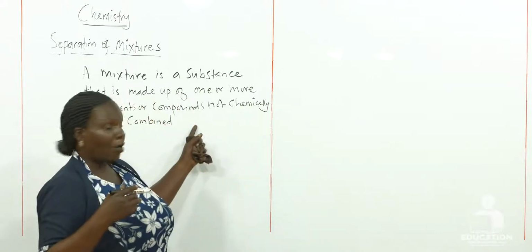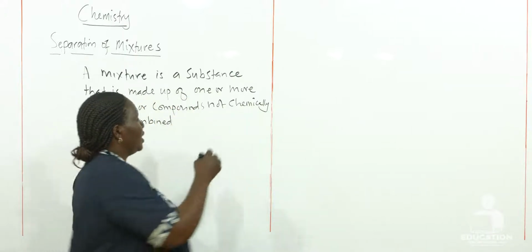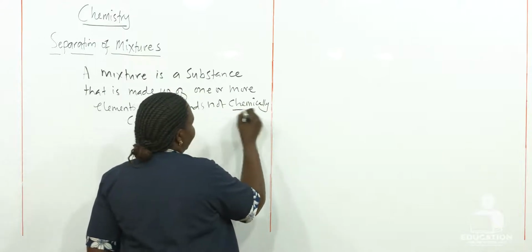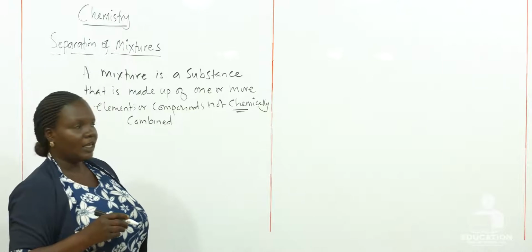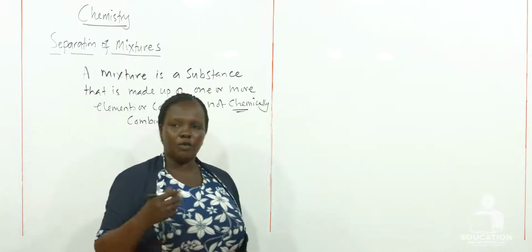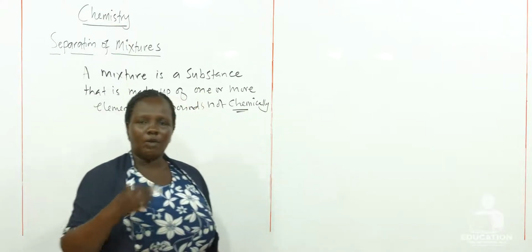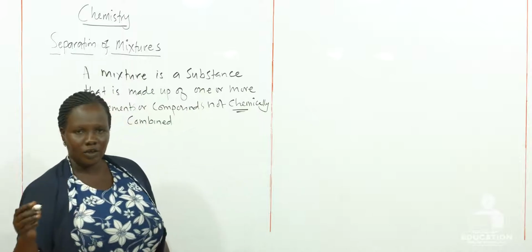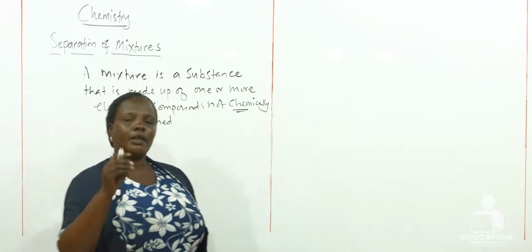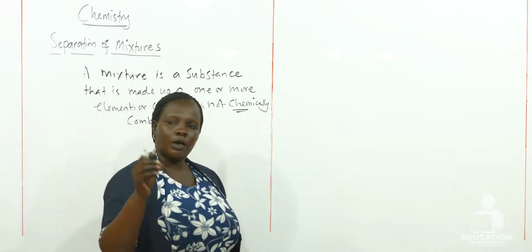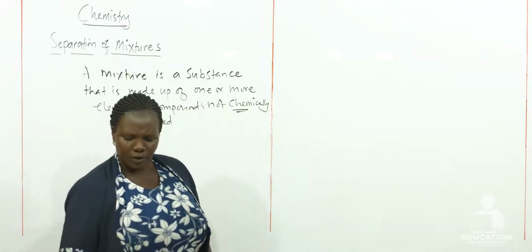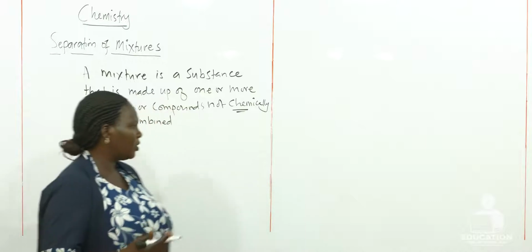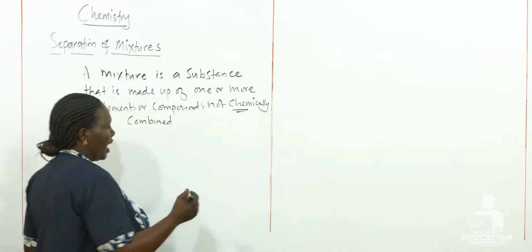That is, the result of forming a mixture is not a chemical process. Because we said in a chemical process, usually we have new products. But when we have mixtures, no chemical reaction is taking place, and then we retain the nature of the materials that combine. So, we have examples of mixtures in our daily life.